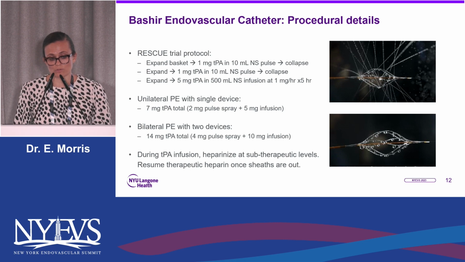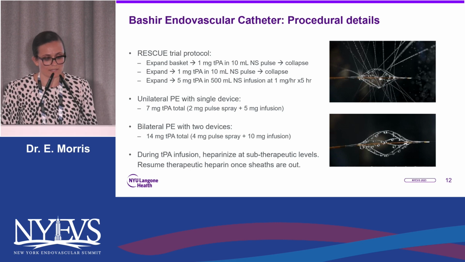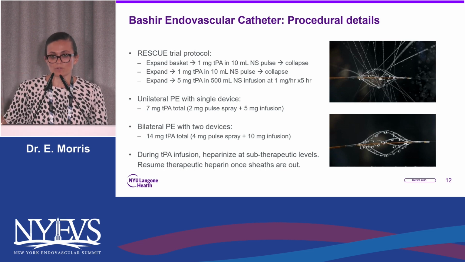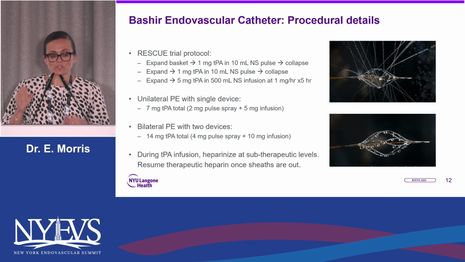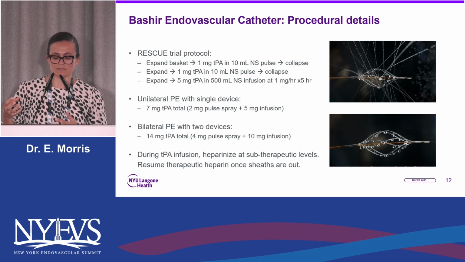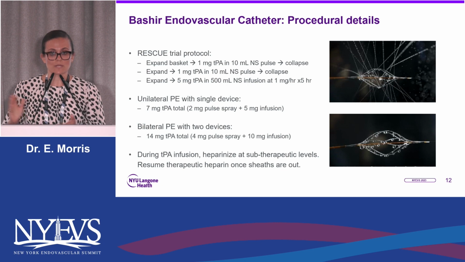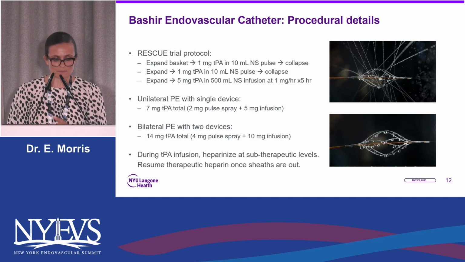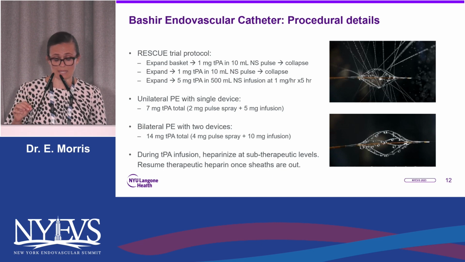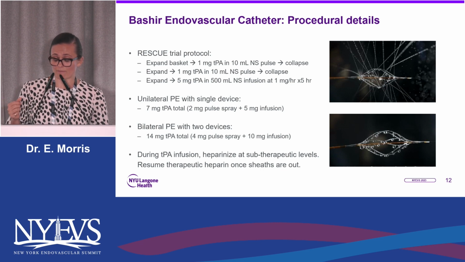So at NYU, we follow the RESCUE trial protocol. We'll discuss the RESCUE trial in a moment. And that protocol is basically you get out with your long sheath, you get your BASHIR catheter in, you expose the basket, and then you do one expansion. You deliver 1 milligram TPA in 10 cc's of normal saline in a pulse spray fashion, and you collapse. You do that again, expand, pulse spray, collapse. Then again, you expand. You do an infusion, 5 milligrams TPA in 500 cc's of normal saline for 5 hours, 1 milligram per hour for 5 hours.